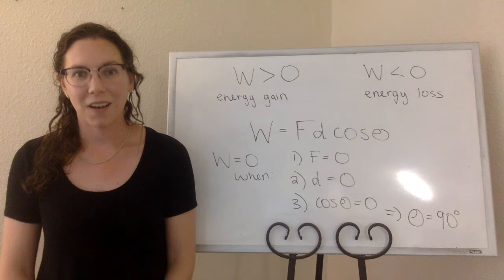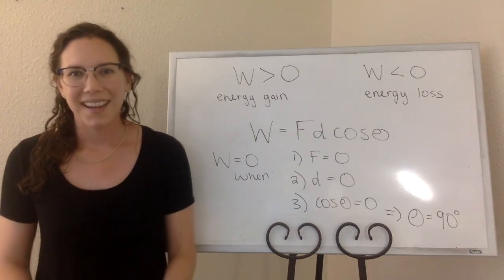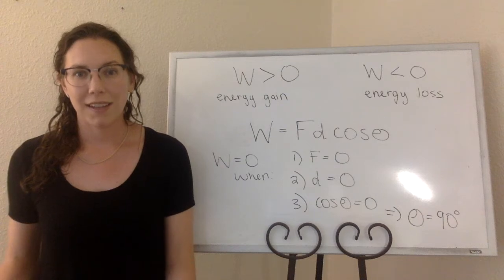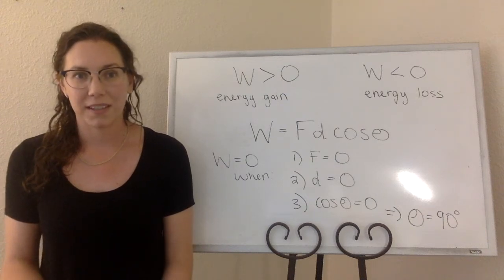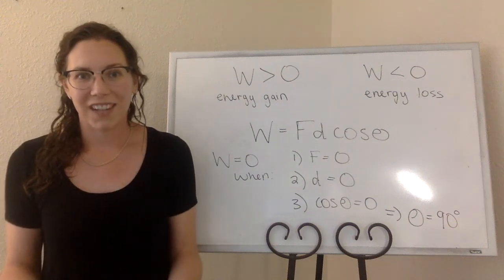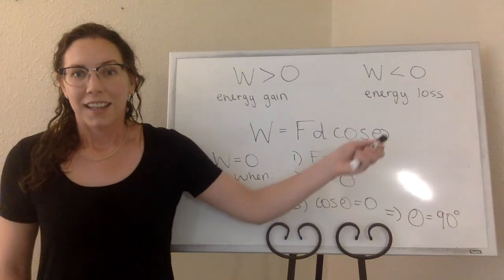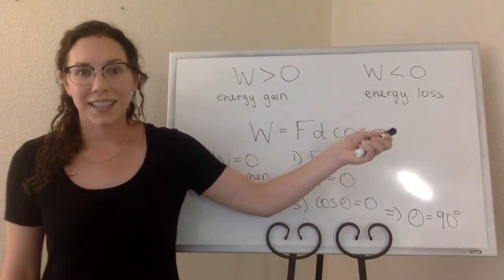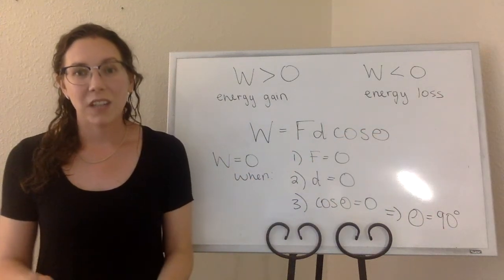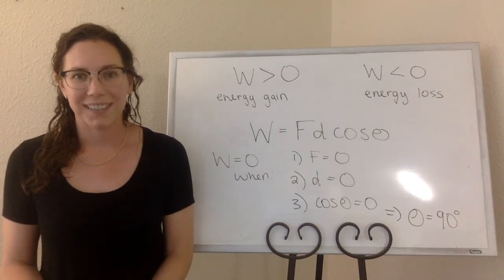If the work done on the system is positive, so W is greater than 0, that means that the force caused an increase in energy to the system. So that's an energy gain. And of course, the overall change in energy to the system depends on the net work done. If the work done is less than 0, that means that there was an energy loss to the system caused by that force acting over a displacement.